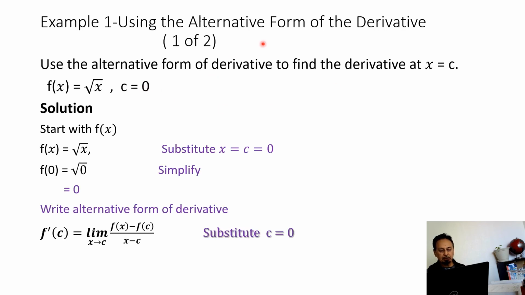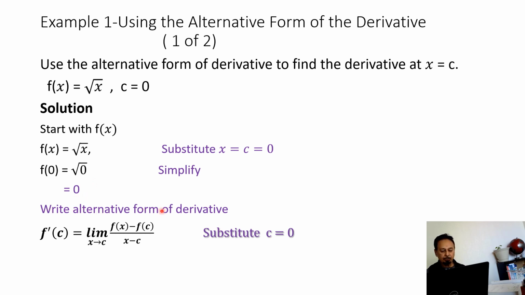Example 1. Using the alternative form of derivative. Use the alternative form of derivative to find the derivative at x equals c, where f of x is the square root of x and c equals 0. So let's start with f of x equals the square root of x. Substitute x equals 0. So f of 0 equals the square root of 0, and the square root of 0 is 0.